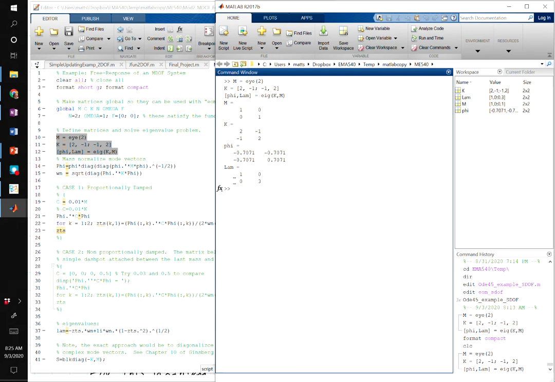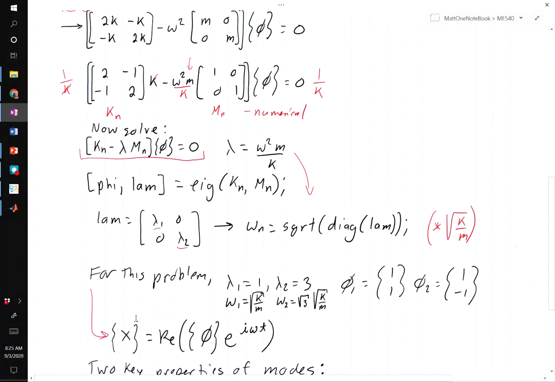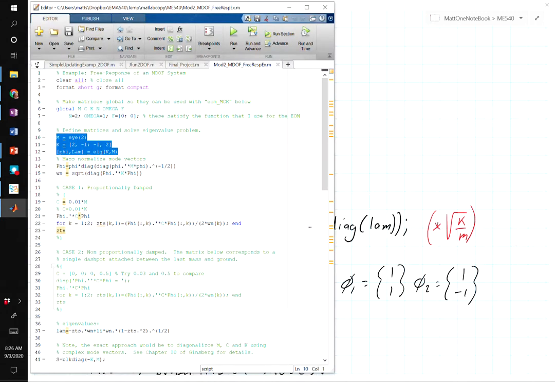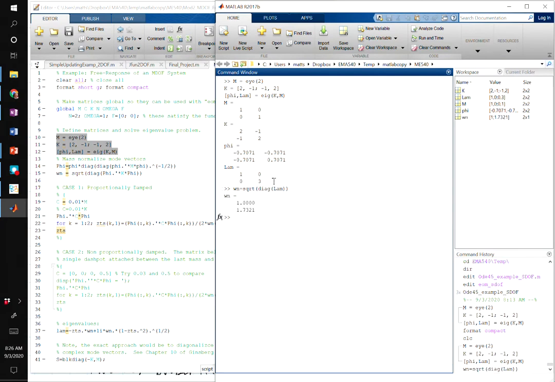So notice lambda, as we said over here, lambda that MATLAB gives us will be a diagonal matrix that has the eigenvalues on the diagonal. So usually we would want to just pull out a vector of frequencies. So what we can do is say the natural frequencies are equal to the square root of the diagonal of the lambda matrix, that then gives us just the values on the diagonal and takes the square root. So those are our two natural frequencies.